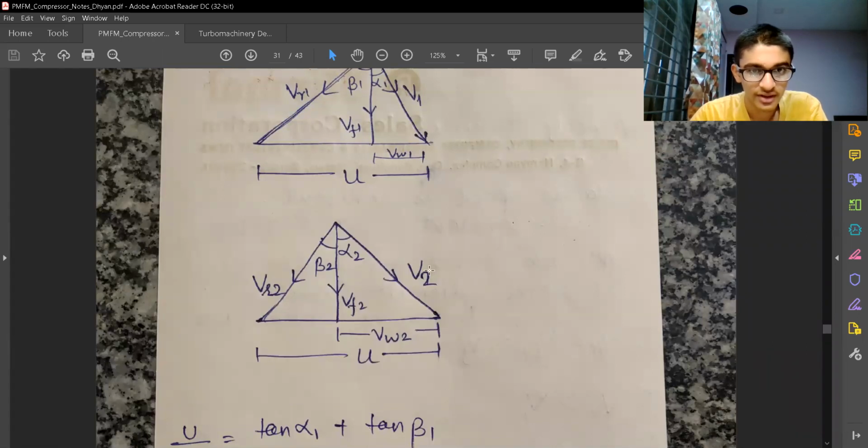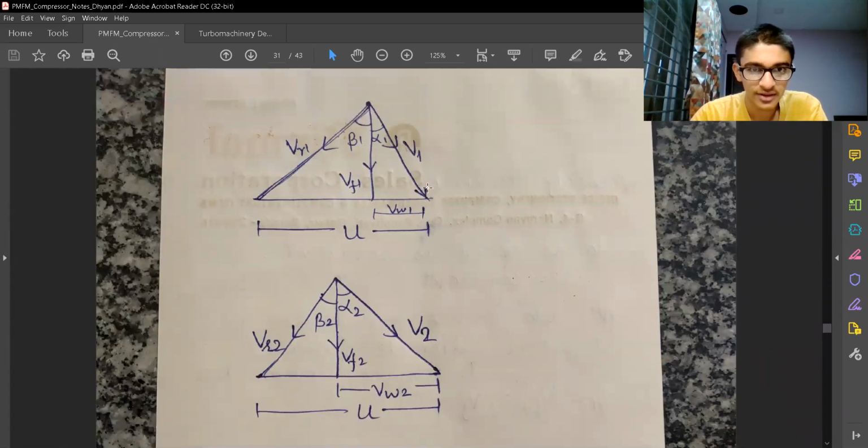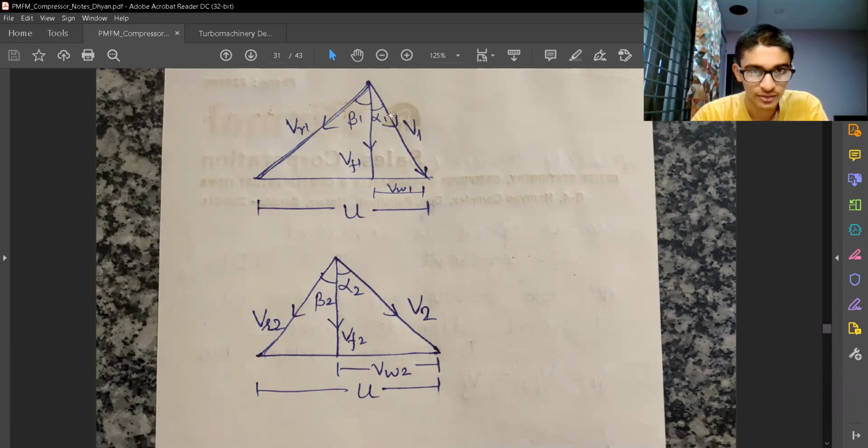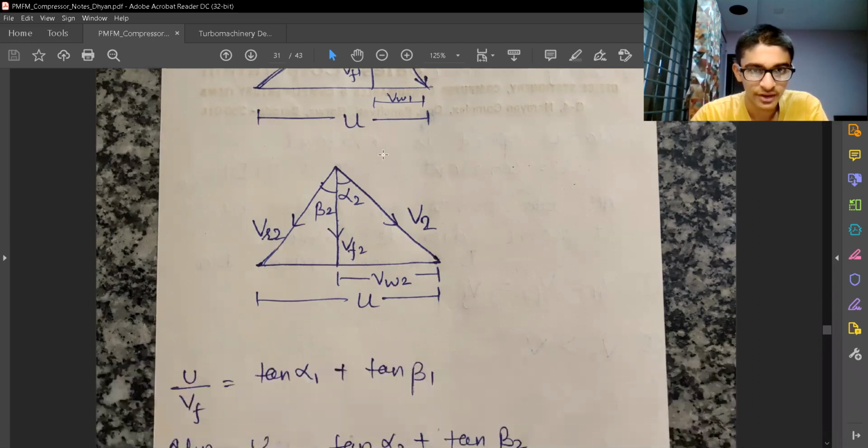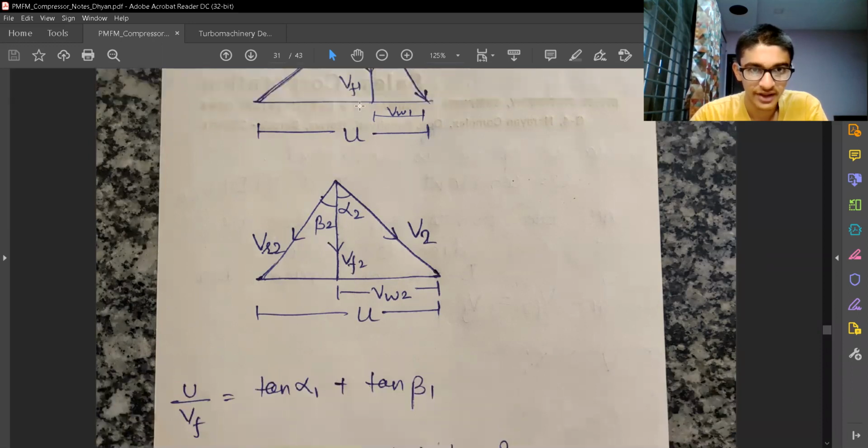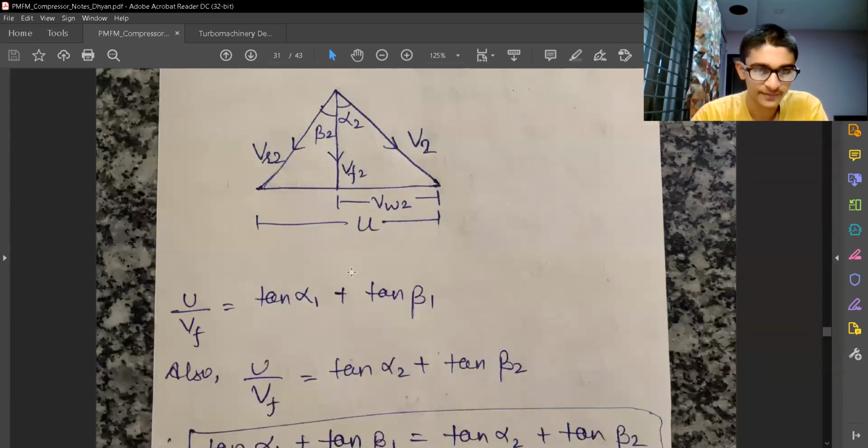So U is over here. The V2 has increased, now remember, the V2 has increased. VR, the relative velocity, has decreased, and hence alpha 2 is greater than alpha 1, while beta 2 is less than beta 1. So the alpha angle has increased, the beta angle has reduced, the absolute velocity has increased, and the relative velocity has decreased. U remains the same, and Vf1 is equal to Vf2, ideal.